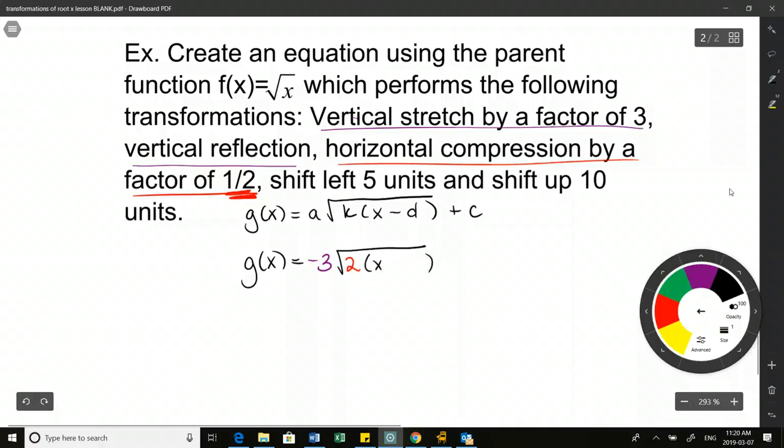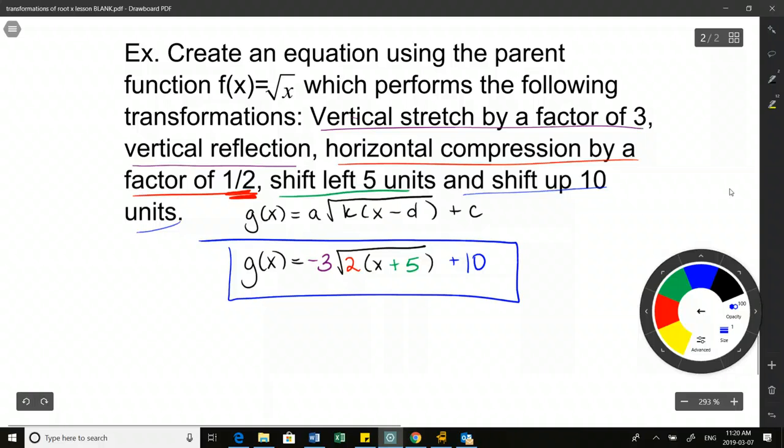Okay, good. So our shift left 5 units is actually going to look like a plus 5 in here. Very good. And then our last one, shift up 10 units. I think that one's pretty easy. We just do a plus 10 over here. And that's our final equation. That's it. Any questions for that one?